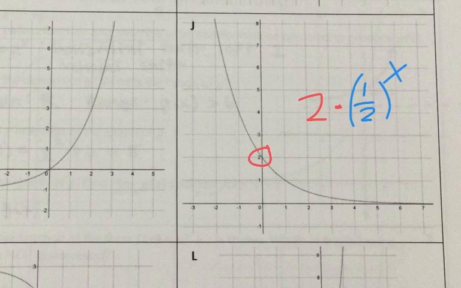It could also be written as 2 to the negative x, right, if that was a choice. I didn't know which one it was. You can also do K. Yeah, I sure could.